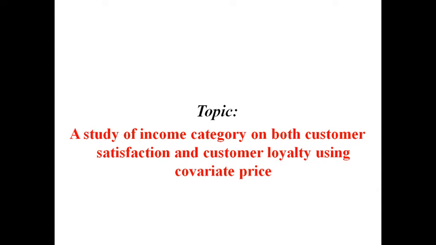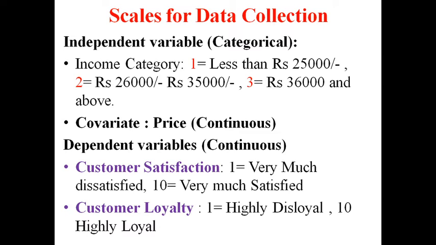Now we are considering one topic, a study of income category on both customer satisfaction and customer loyalty using the covariate price. So here our independent variable is income category, dependent variables are customer satisfaction and customer loyalty, and the covariate is price. You can see here the independent variable is categorical, income category: 1 represents less than 25,000 income, 2 is equal to 26,000 to 35,000, and 3 is equal to more than 36,000. And the covariate is price, the data is on a continuous scale.